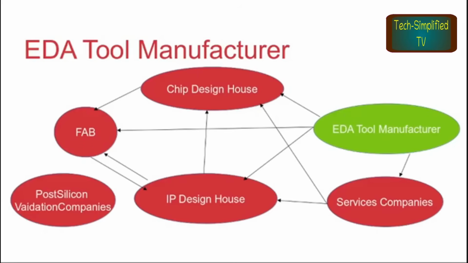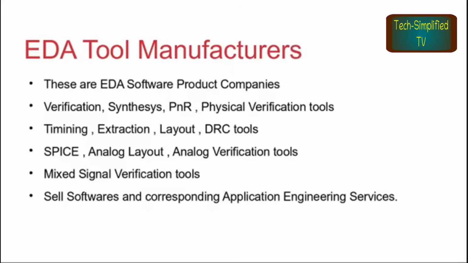The next companies are EDA tool manufacturers. These manufacturers make the software for the various parts of the design process. We cannot do it by hand, so we have to do it by software. Whatever design, say if we make the RTL, we have to write the RTL in some software and verify it. So broadly categorized, these tools are verification, synthesis, PNR, physical verification once the layout is done, timing, extraction, layout, and DRC tools. If it is analog, then it will be SPICE, analog layout, and analog verification tools.